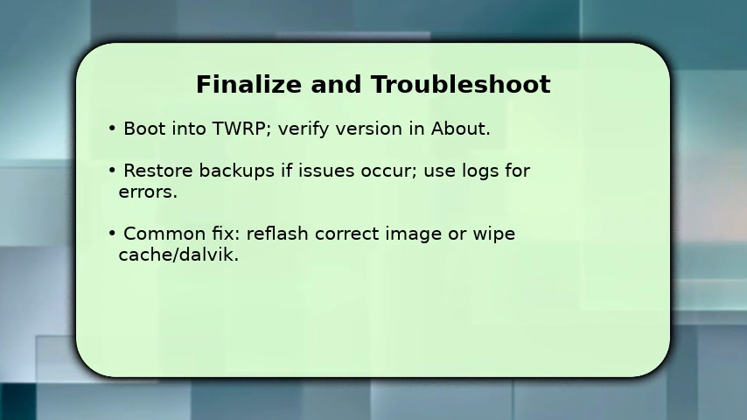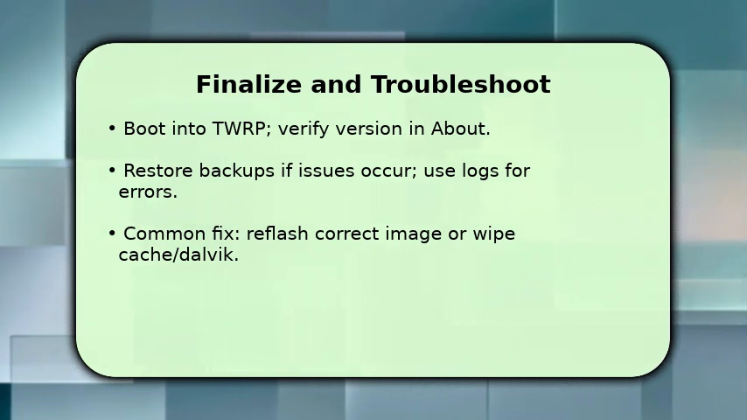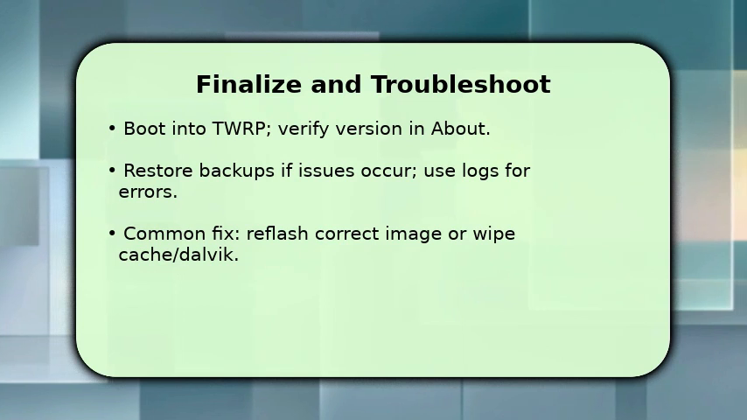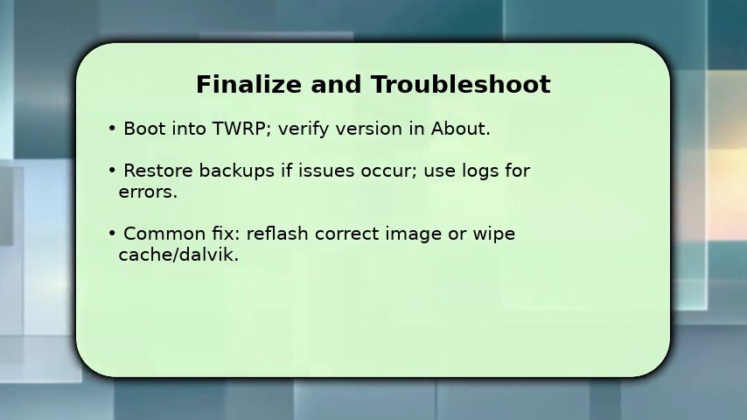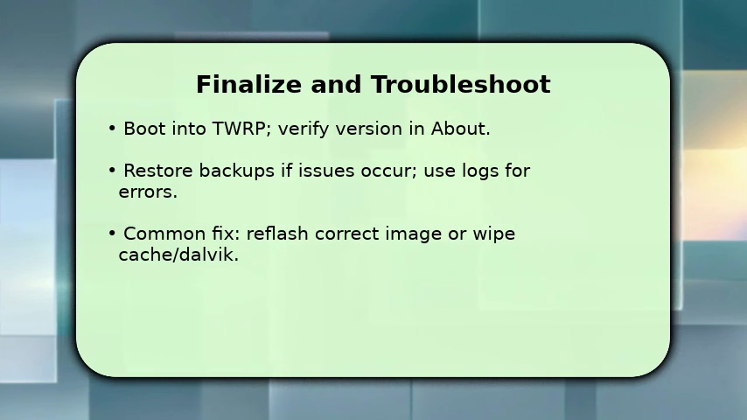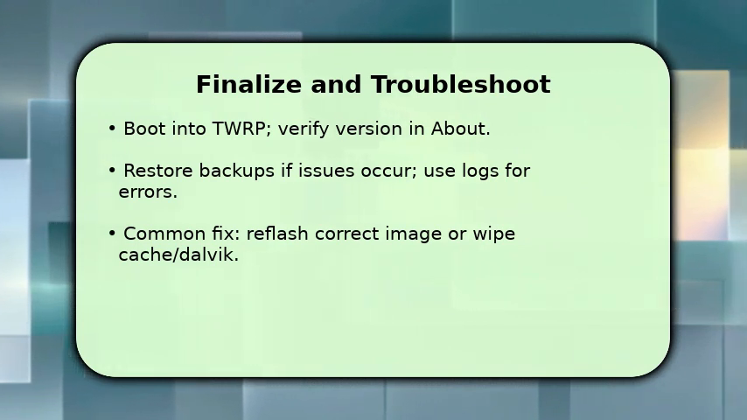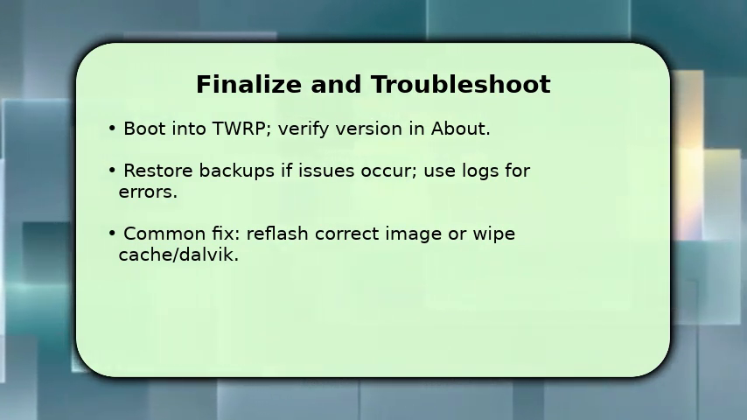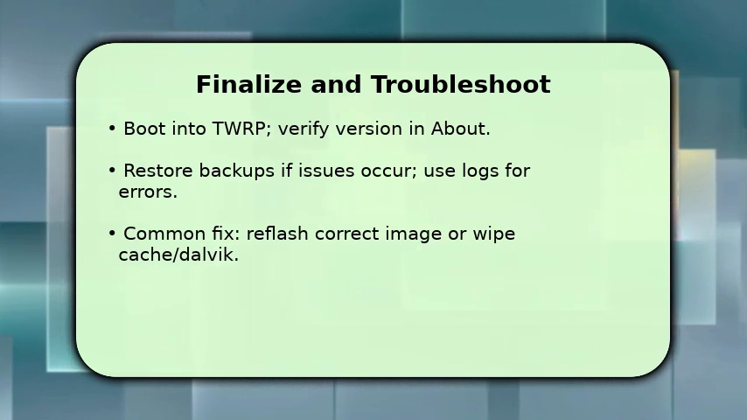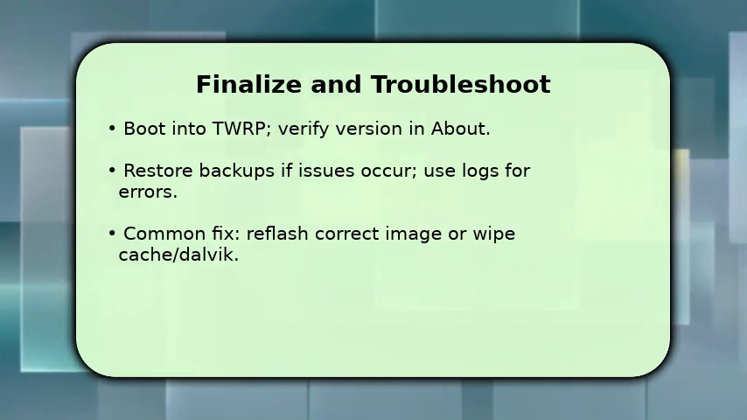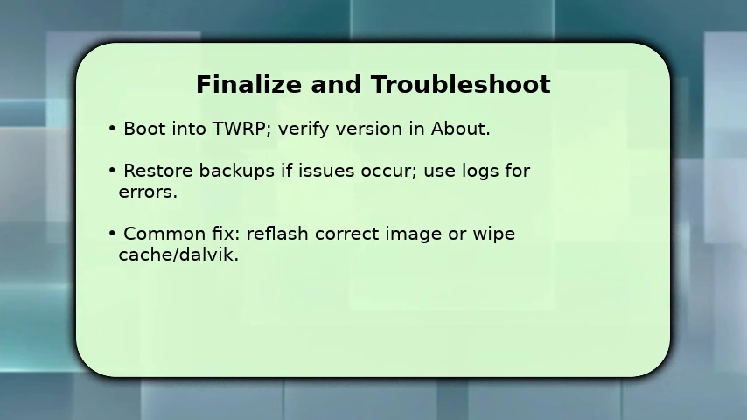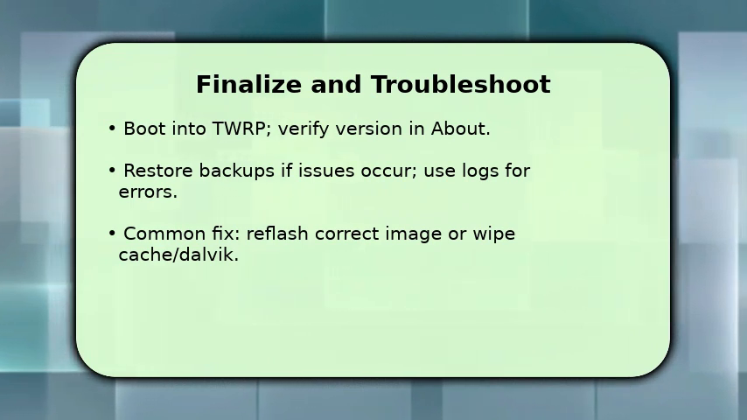If TWRP is missing or crashes, restore your backup immediately and inspect recovery logs for error messages. Make sure you use the exact image for your model. If not, reflash the correct image. As a quick fix, wiping cache and Dalvik, or reflashing the same TWRP image, often resolves boot and compatibility problems.